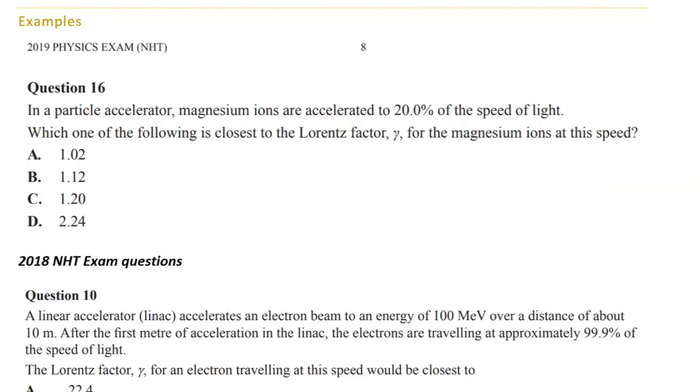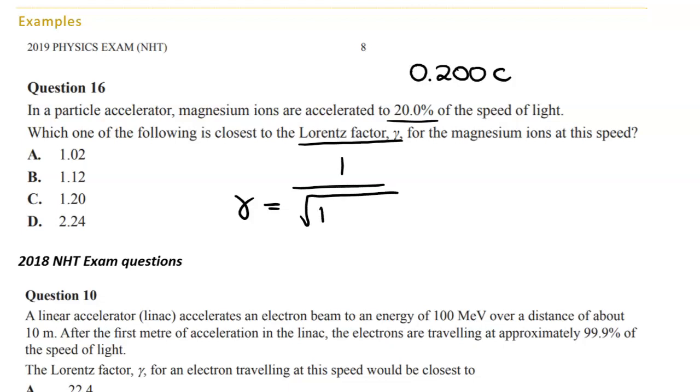We're told in a particle accelerator, some magnesium ions are accelerated to 20% of the speed of light. So I could write that as 0.2c, I need 0.200 to have sig figs. Which one of the following is the closest to the Lorentz factor, gamma, for the magnesium ions at this speed? So let's actually practice using that equation. So it's 1 over square root of 1 minus v squared over c squared.